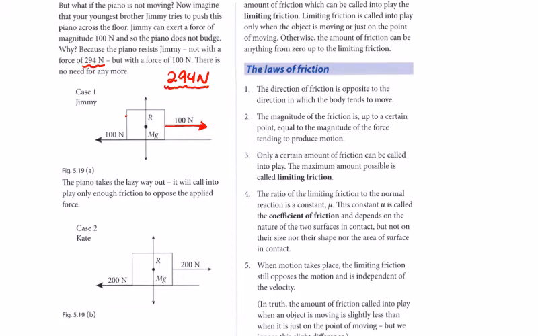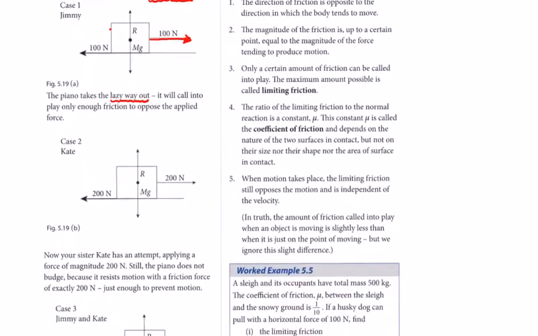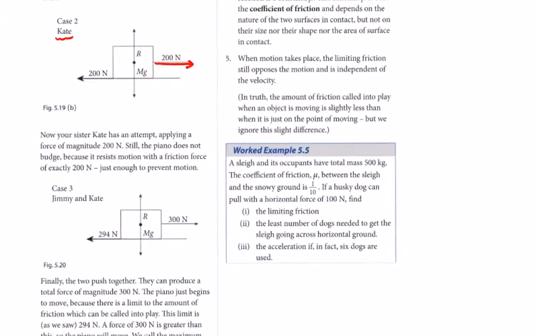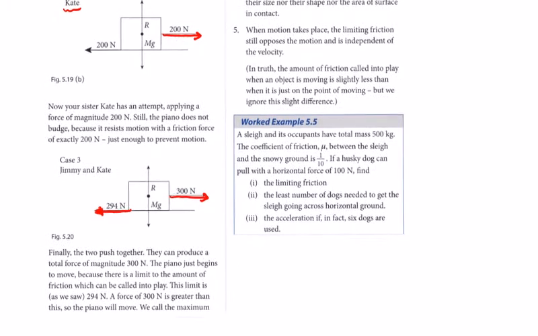And the piano takes the lazy way out according to the book, and it just opposes friction with the 100. It doesn't need to oppose it with 294. The same here for Kate. Kate's pushing with a force of 200 newtons. The piano still doesn't budge, but if the two of them push together with this 300 newtons, because there's only 294 opposing, the piano is going to start to move. Might not move very fast, but it is going to move.